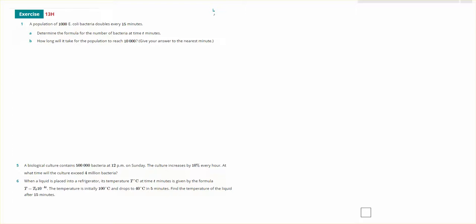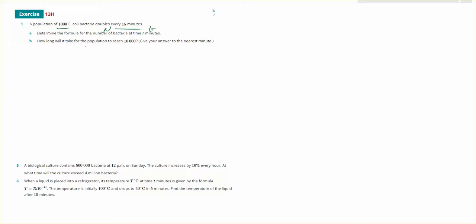This is for Year 11 Methods. We're going to look at question 1, specifically exponential models. In this scenario, we've got 1,000 bacteria doubling every 15 minutes, so we're trying to find a formula for it. In terms of the number of bacteria, we'll call that n, and in terms of the time, t.